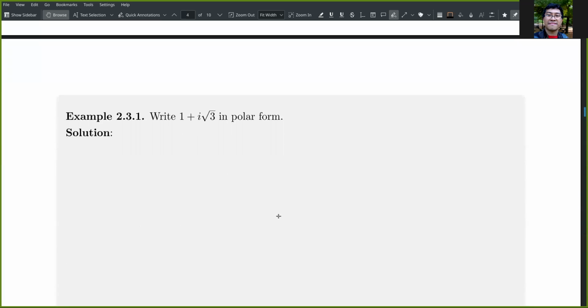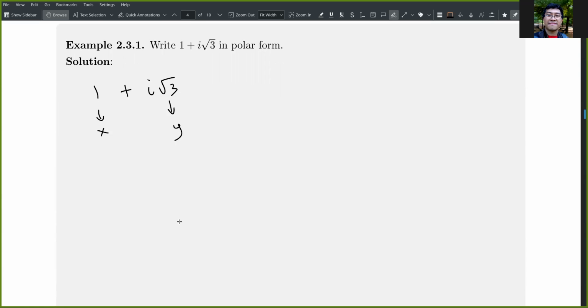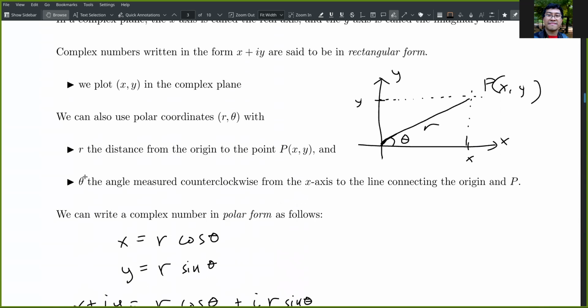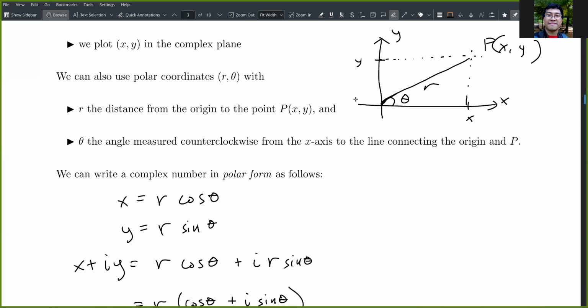For example, let us write 1 plus i square root of 3 in polar form. If we compare that with our x and y, the value of r, which I forgot to mention here, is the distance from the origin to the point (x, y). So simply r is equal to the square root of x squared plus y squared.